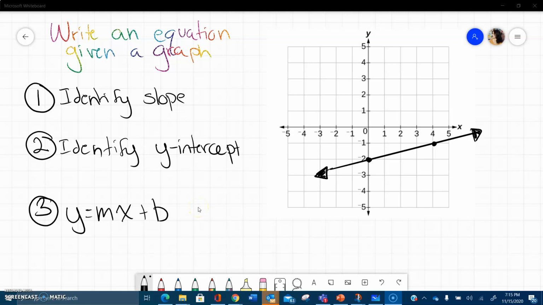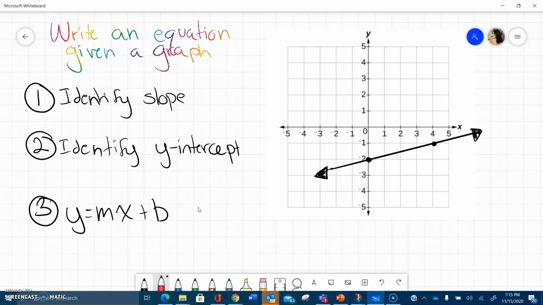Okie dokie, let's write an equation given a graph. So here I'm given a linear equation, and I want to write a linear function, and I want to write an equation to go along with this graph. So the first step is to identify the slope.